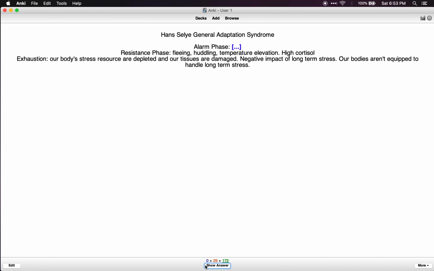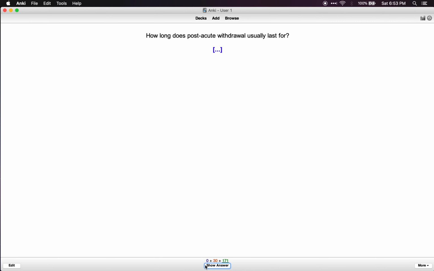Alarm phase: initiation of the stress response. How long does post-acute withdrawal last? Two years. Post-acute withdrawal lasts for two years.